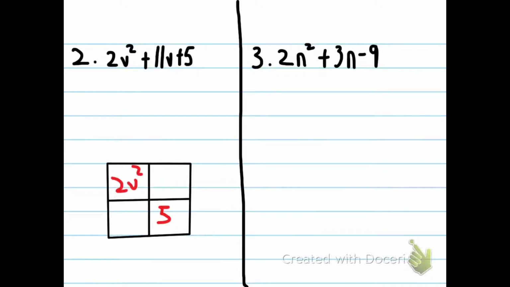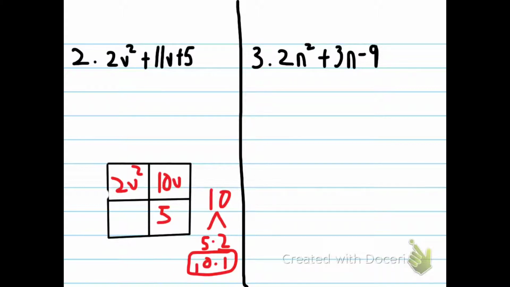So for number 2, I already went ahead and put both the terms in the box, and this term actually has a different coefficient than 1, so remember we have to multiply these together. So 5 times 2 equals 10. And now I'm going to write down the factored pairs, so 5 and 2, and then 10 and 1. So when you add 10 and 1 together, you get 11, so you know this is the factored pair we're going to use.